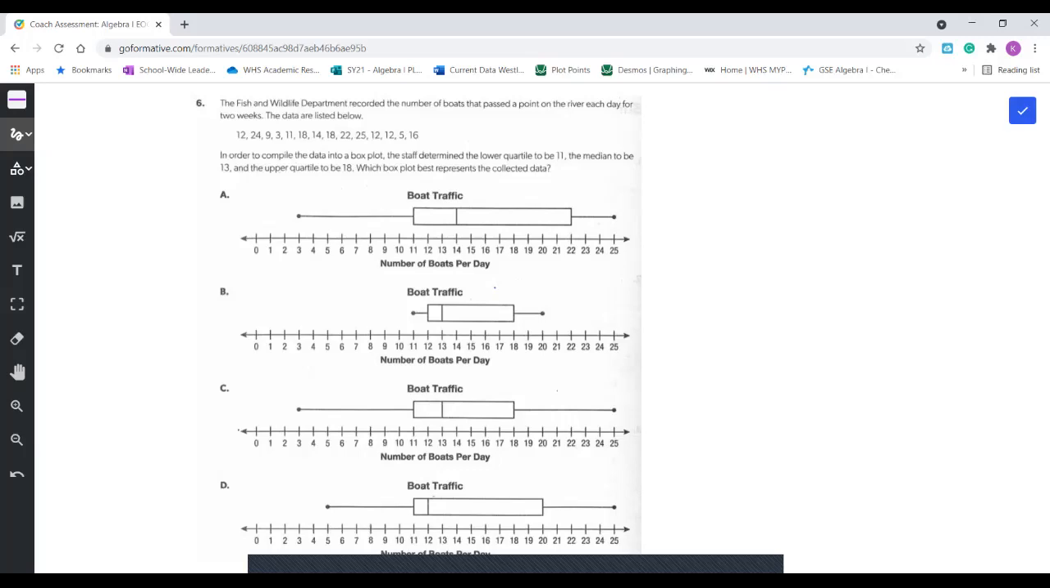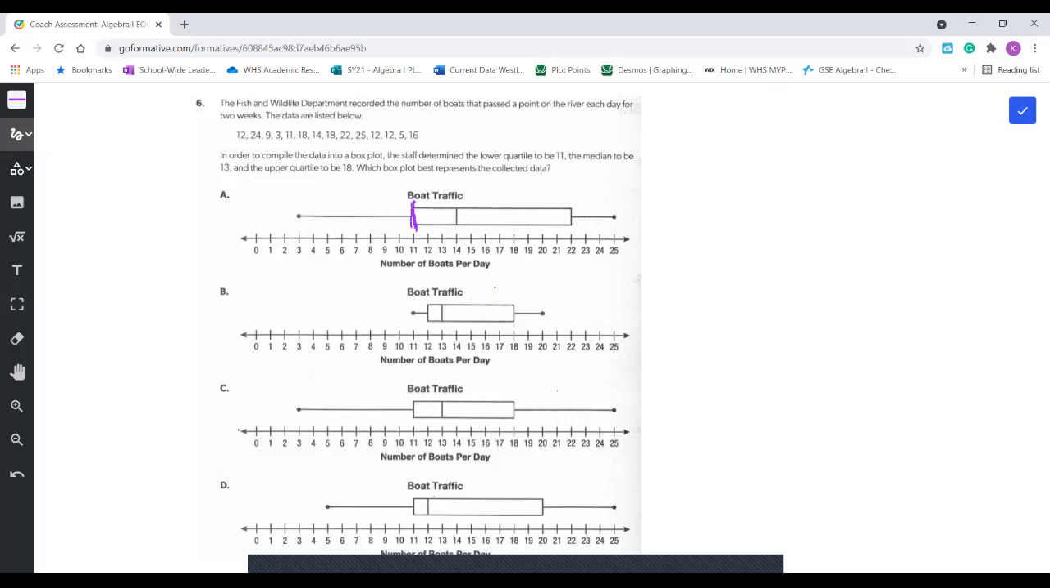All right. Now, in order to compile the data into a box plot, the staff determined the lower quartile to be 11. Okay, lower quartile was 11. The median was 13 and the upper quartile was 18. Okay, so where are these values represented, young people? You see this box?